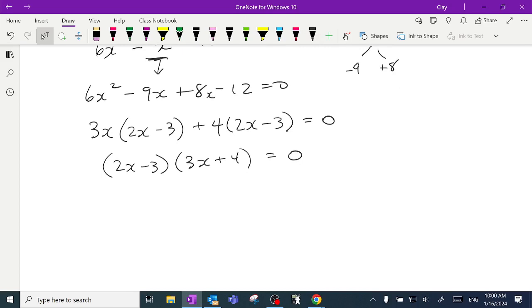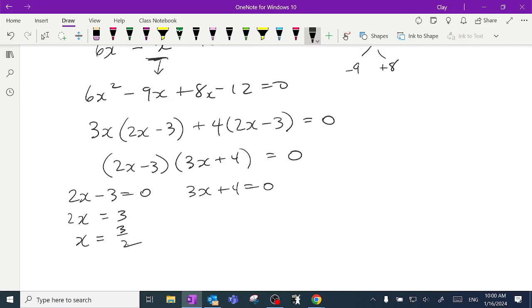That's my two factors. 2x minus 3 is 0, so 2x equals 3, so x is equal to 3 halves. And 3x plus 4 is equal to 0, so 3x is equal to negative 4, so x is equal to negative 4/3. So there we go. There's my two solutions to the quadratic equation.